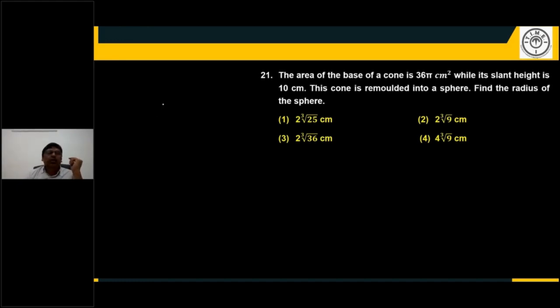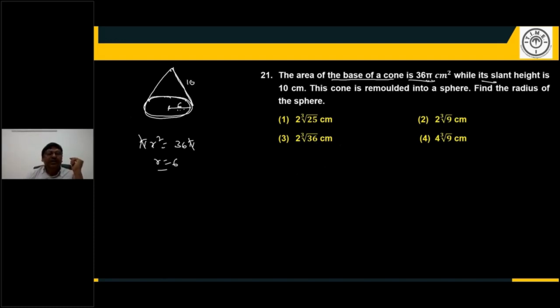Students, if you take a cone, this is the base of the cone. The base of a cone is nothing but a circle, friends. The area of the base of the cone is 36 pi, which means pi r square is equal to 36 pi. Pi gets cancelled, r square is 36, so r is equal to 6. Students, the radius of this base is 6. And the slant height is 10. This is 10.